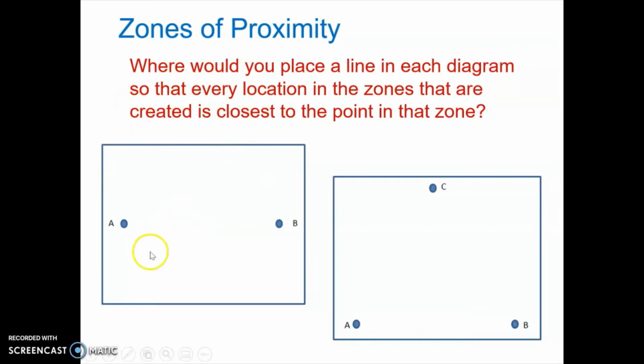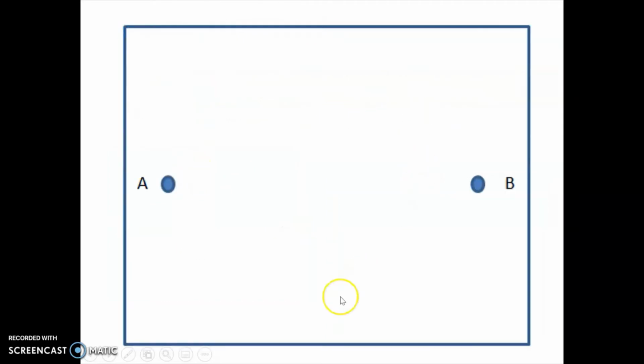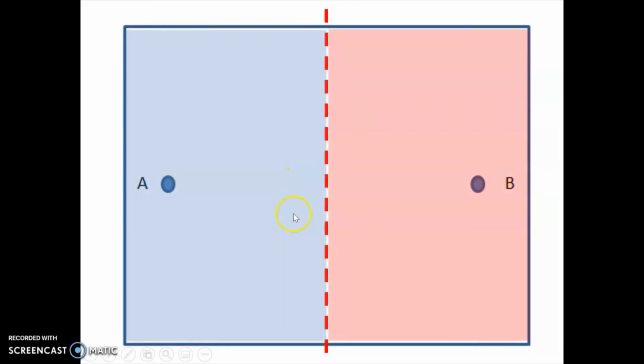So, zones of proximity. In both of these examples here, where would you draw a line to divide these into zones so that they are a proper Voronoi diagram, where everything in the zone around A is closest to dot A, and everything in the zone around B is closest to B of these two. So how would you do that in this one here? Well, in this one, I hope you're thinking, if I drew a line straight down the middle, I would then have two zones. Everything in this zone, A is the closest location to everybody in this zone, and in this zone, B is the closest location for those people. So it's easy. When there's only two things, it's easy to create a Voronoi diagram. Just go straight in the middle.